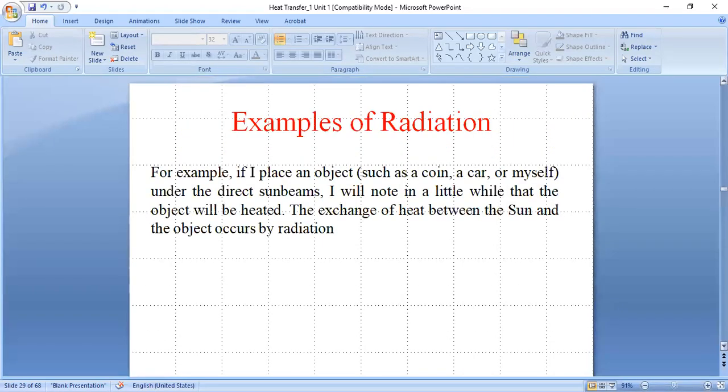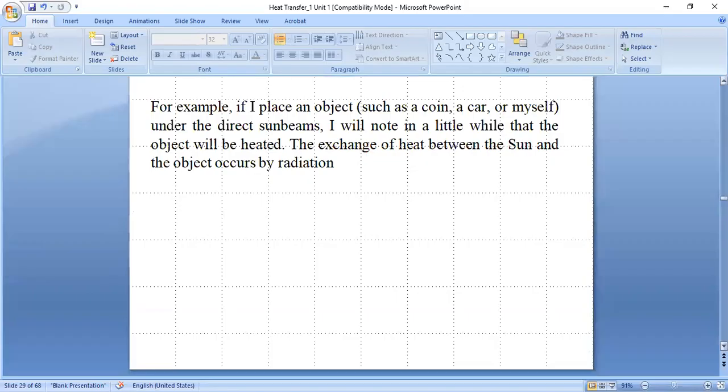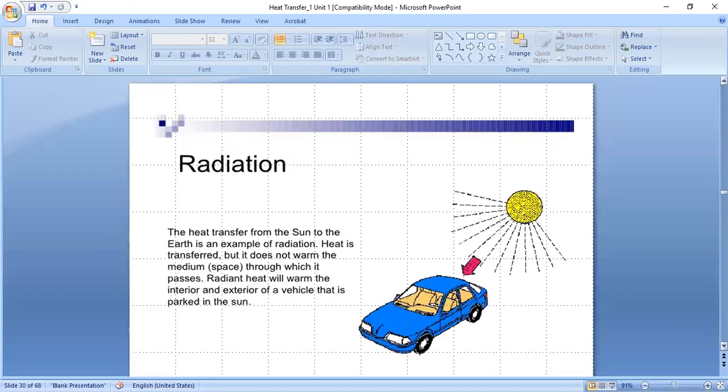Next, radiation. For example, if I place an object under the direction of sunbeams, I will note in a little while that the object is heated. That is the heat exchange between the sun and the object. That is called radiation. In your environment or surroundings there are so many objects, and when the sun continuously radiates to the earth, all the objects get heated. This is called the mode of radiation.